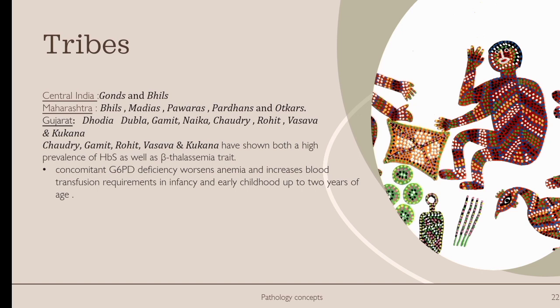Examples of the tribes where sickle cell disease is more prevalent: in central India, Gonds and Bhils. In Maharashtra, Bhils, Madhyas, Pavaras, Pradhans and Otkars. In Gujarat, Dodia, Dubla, Gamit, Naika, Chaudhary, Rohit, Vasawa, Kukana. Certain tribes, Chaudhary, Gamit, Rohit, Vasawa and Kukana, have shown both high prevalence of HbS as well as beta thalassemia trait. Concomitant G6PD deficiency worsens anemia and increases blood transfusion requirement in infancy and early childhood up to 2 years of age.